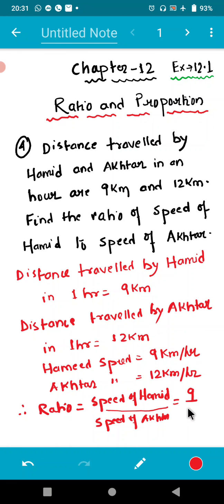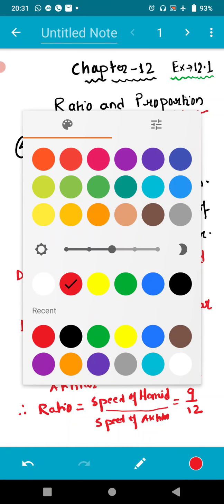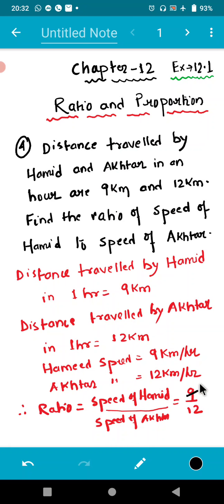Now what is it? So 9 by 12, isn't it? So let us reduce this with 3. 3 3s are 9, 3 4s are 12. So your required ratio is 3 is to 4, students. Okay, so I hope all of you have understood. Now let's move on to question number 5.